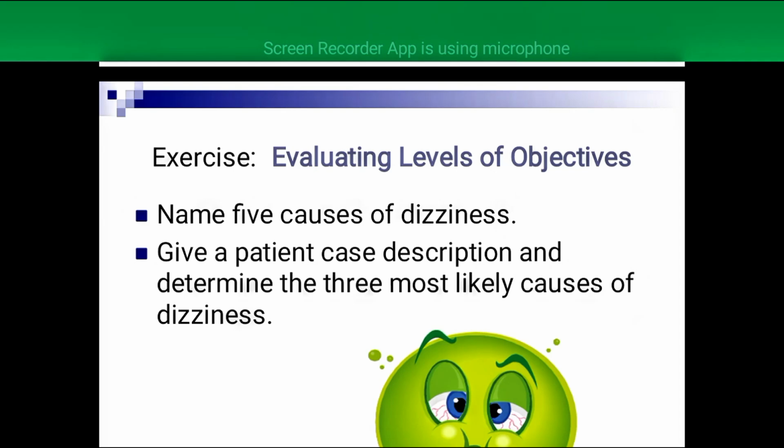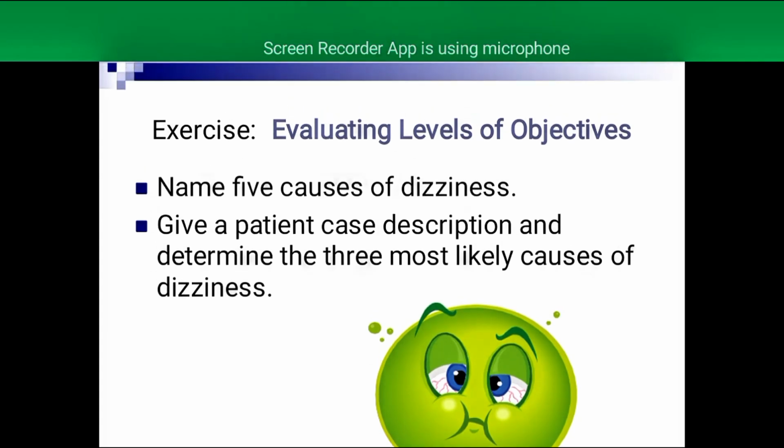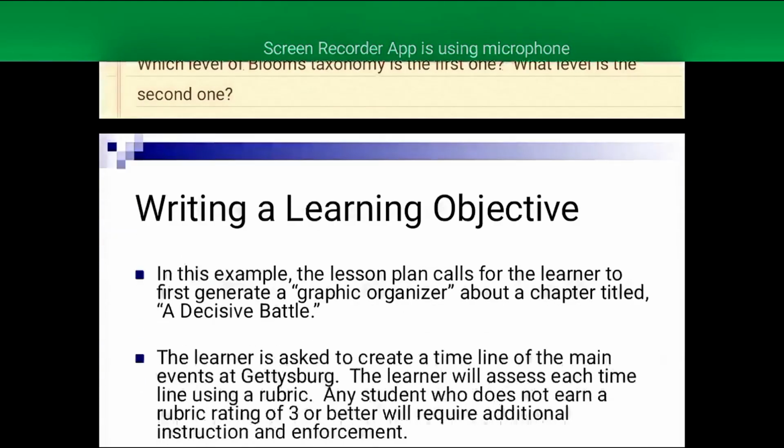Exercise: evaluating levels of objectives. Name 5 causes of dizziness. What is the level of this objective? Name 5 causes of dizziness. Give a patient case description and determine the 3 most likely causes of dizziness. Here are 2 examples of learning objectives at different levels. Which level of Bloom's taxonomy is the first one? What level is the second one?